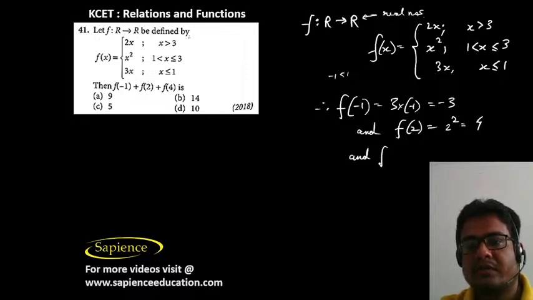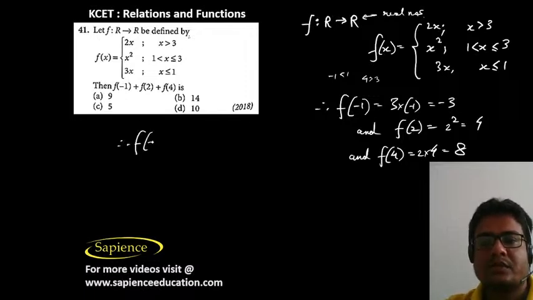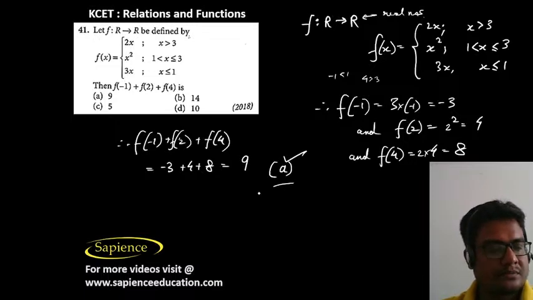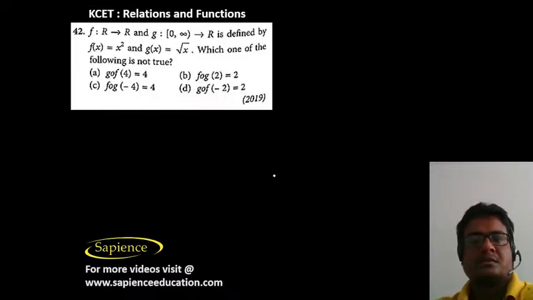And then f of 4. So 4 is greater than 3, so we have to use the first definition when x is greater than 3. Since 4 is greater than 3, obviously, 2 into 4 will be 8. So therefore their sum, f of minus 1 plus f of 2 plus f of 4, would be equal to minus 3 plus 4 plus 8. So that is 1 plus 8, that is 9. So option A is the correct answer.